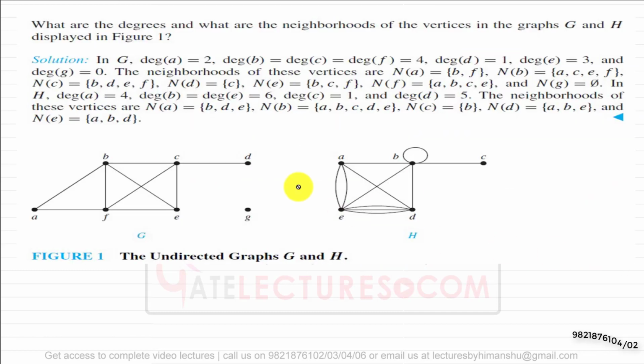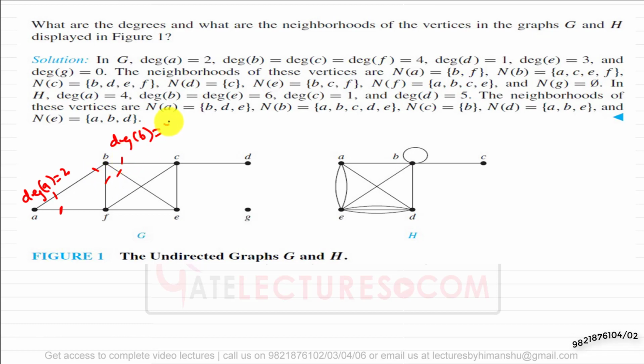Now look at this one. This question: what are the degrees and what are the neighborhoods of the vertices in the graph G? Now what is the degree of A? The degree of A is 2 because there are 2 edges. What is the degree of B? The degree of B is 1, 2, 3 and 4.